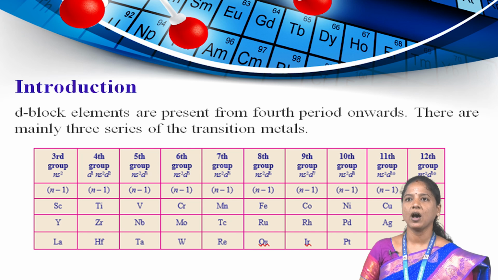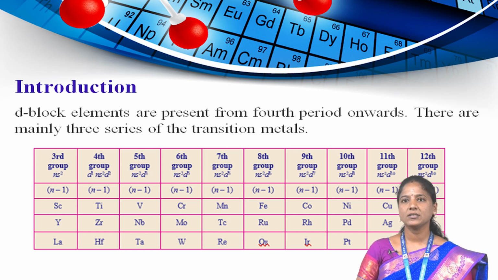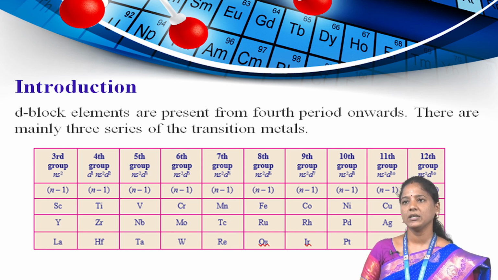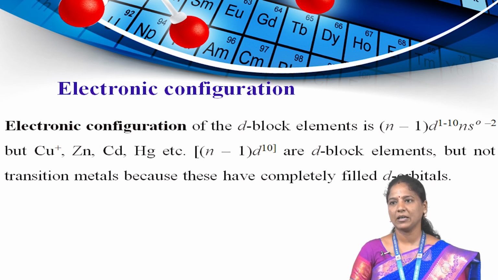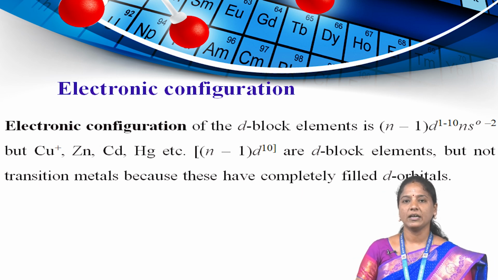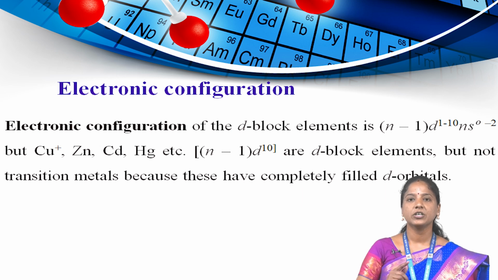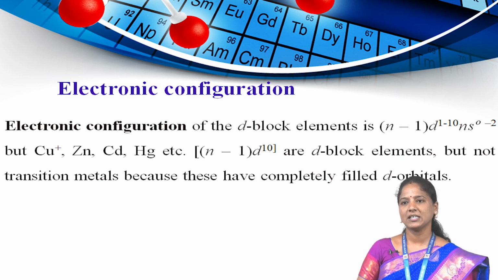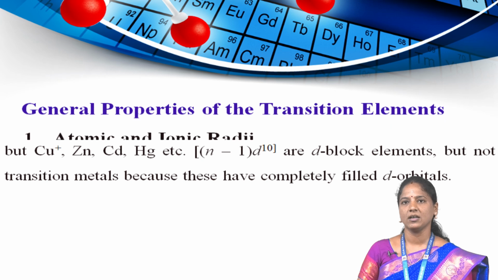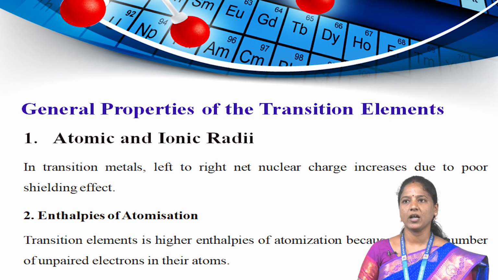Okay, D block elements are known as transition elements because their position in the periodic table is between S and D block elements. Electronic configuration. The electronic configuration of the D block elements is (n-1)d 1-10 ns 0 to 2, but copper, zinc, cadmium and mercury etc. with (n-1)d10 are D block elements but not transition metals because they have completely filled d orbitals. The general properties of the transition elements.